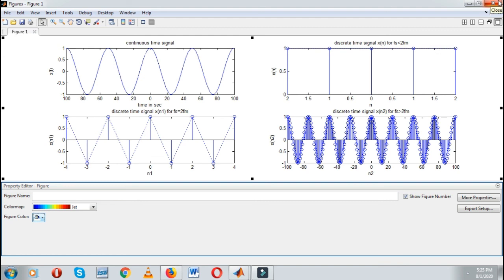So I hope now you understand how to verify the sampling theorem. It's very easy to verify.